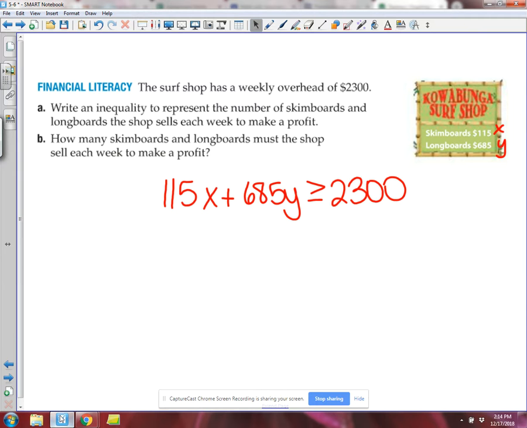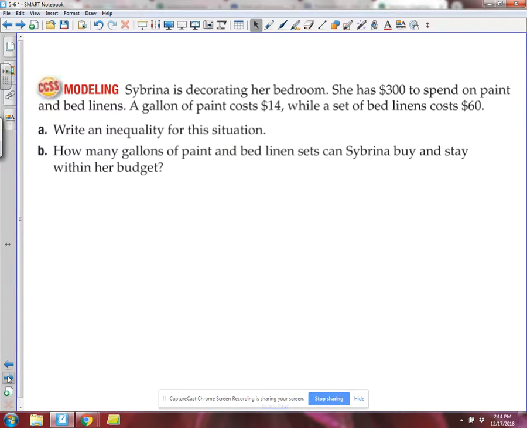I got one more of these. Go ahead and read it. Part A, you need to write an inequality. What's my limit? What's my cap here? So what do I know? Am I going to be more than 300 or less than 300? Less than or equal to. I got to be under that.